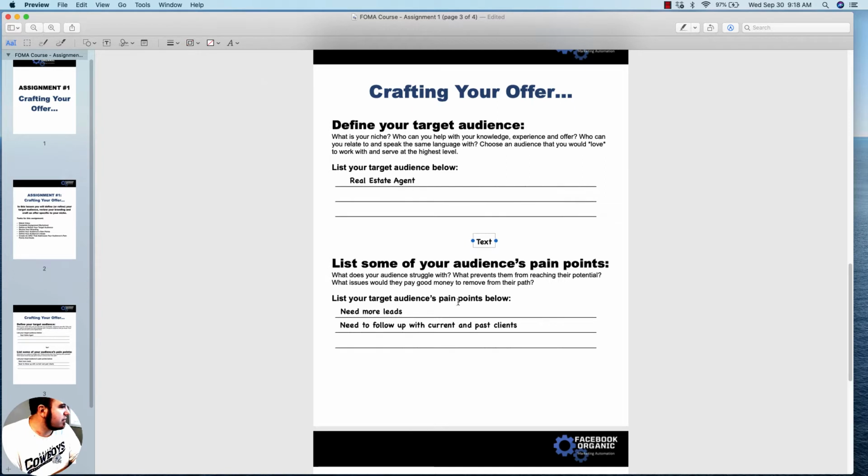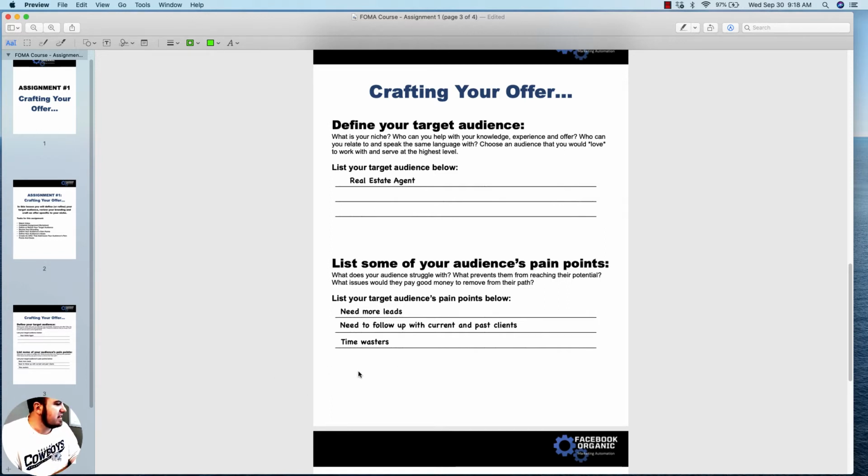So another one. Time wasters, right? You got people that want to see a bunch of houses, but they never buy. So how can they identify those people and try to avoid getting their time wasted? There's a bunch more problems, but we'll go with this for just this example.